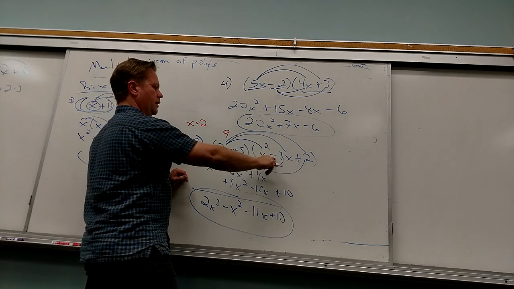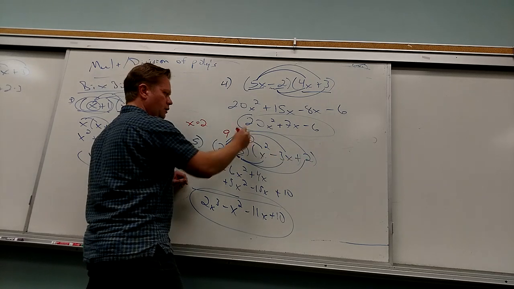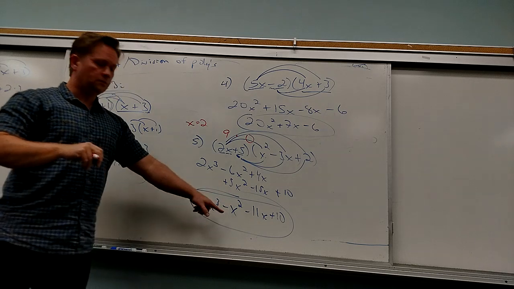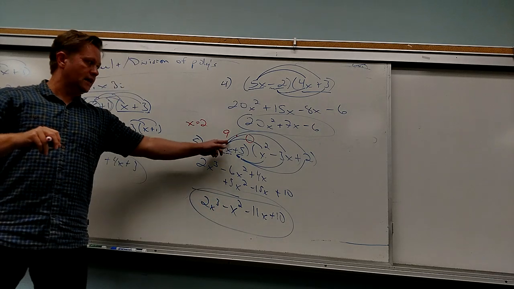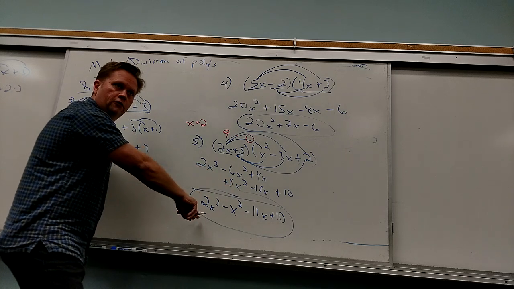4 minus 6 is negative 2. Plus 2 is 0. So what should the answer be? What is 9 times 0? 0. So this better come out to be 0 when I put a 2 in for x.